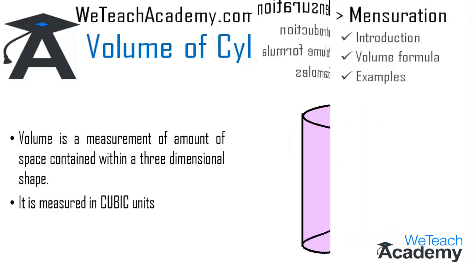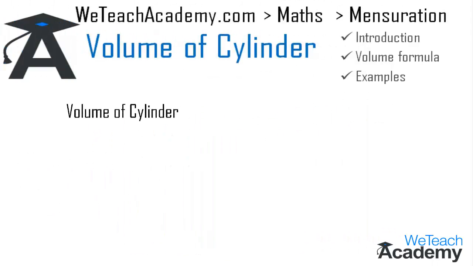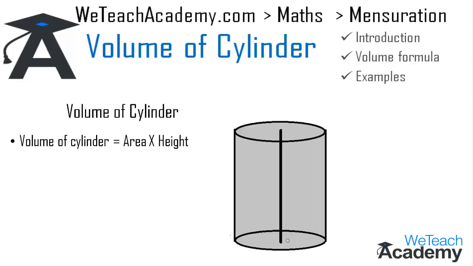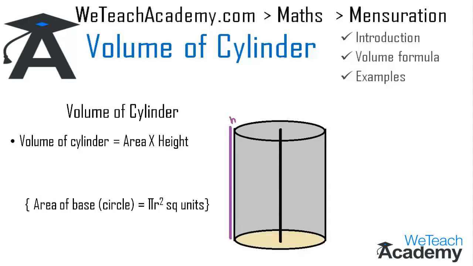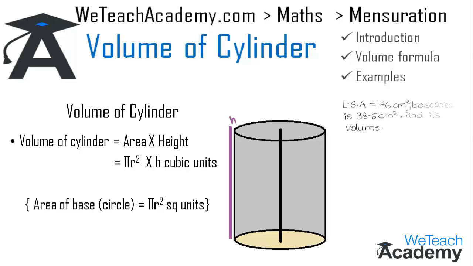Coming to the volume of cylinder. Volume of cylinder is given by just multiplying the area of base into the height. Here the area of the base, that is circle, is equal to pi r squared square units. Substituting that here, we get the formula as pi r square into h, that is height, cubic units, as the volume of cylinder. Now let me explain an example using this formula.